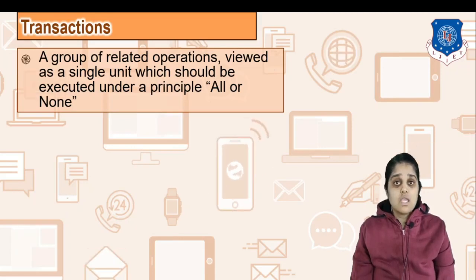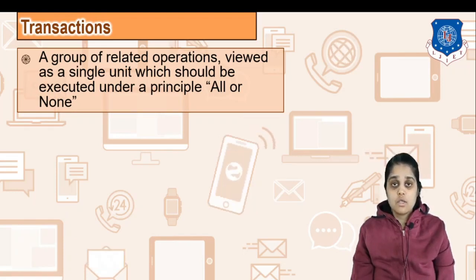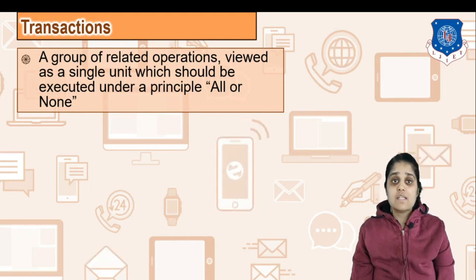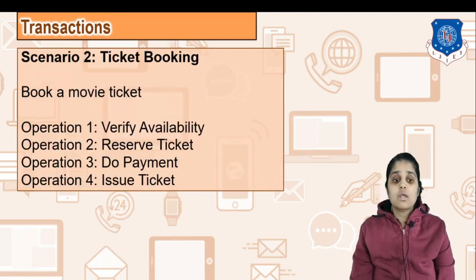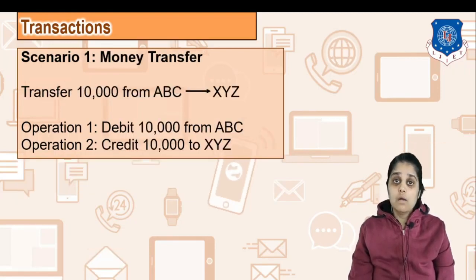If you have any scenario with many related operations, all of them should be considered as one single unit, and they should be executed under the principle of all or none. That means in scenario number 2, either all 4 operations should be done successfully, or all 4 should be undone. Same for case 1: either both operations or none.